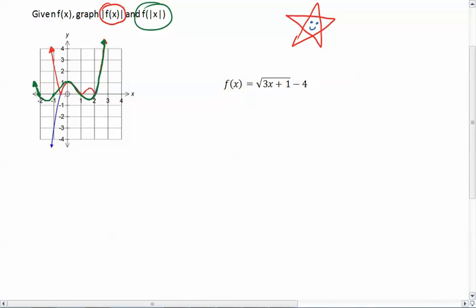If it's the absolute value of x, it's just that right-hand side recopied because all of those values will replicate because when you put the negative in, it will become positive.